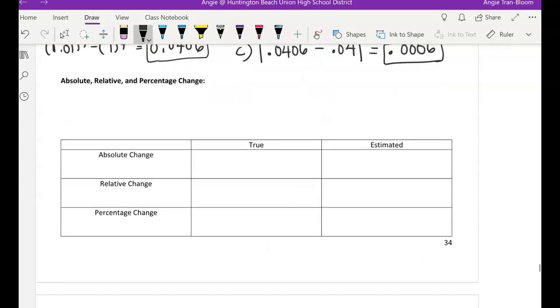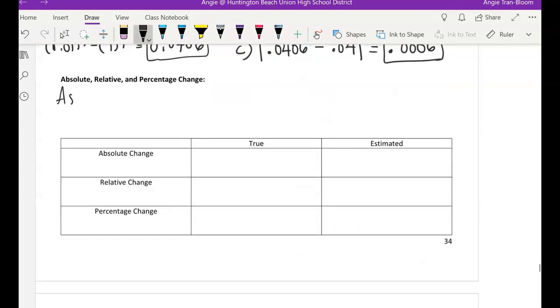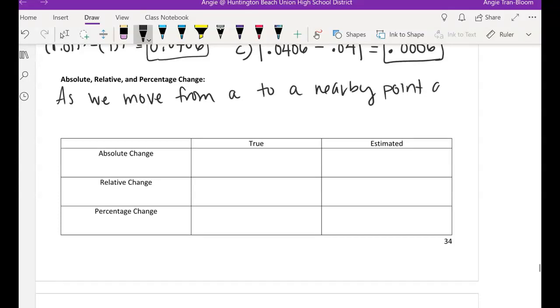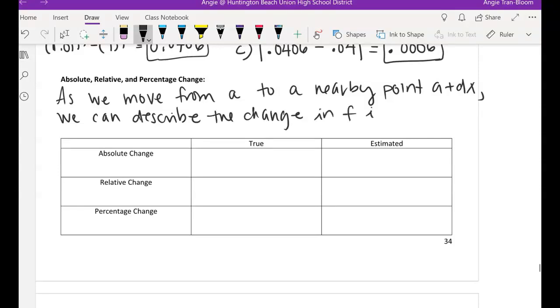Absolute, relative, and percent change. As we move from a to a nearby point called a plus dx, we can describe the change in f in 3 ways.